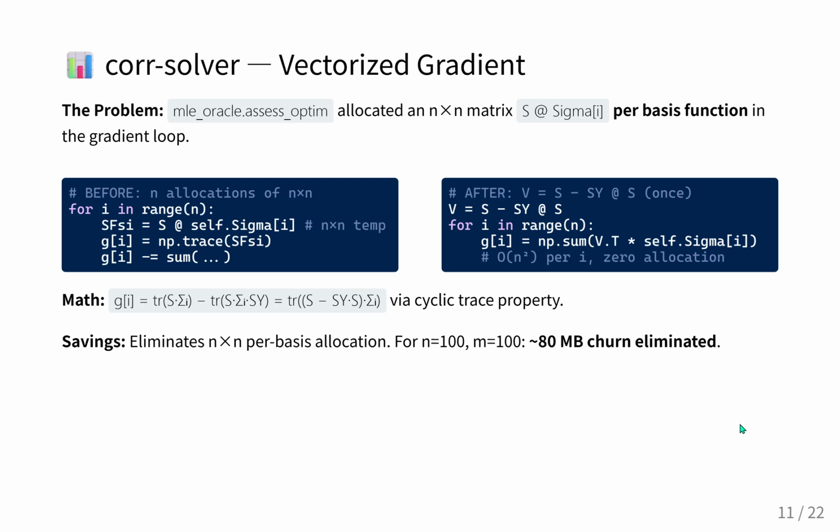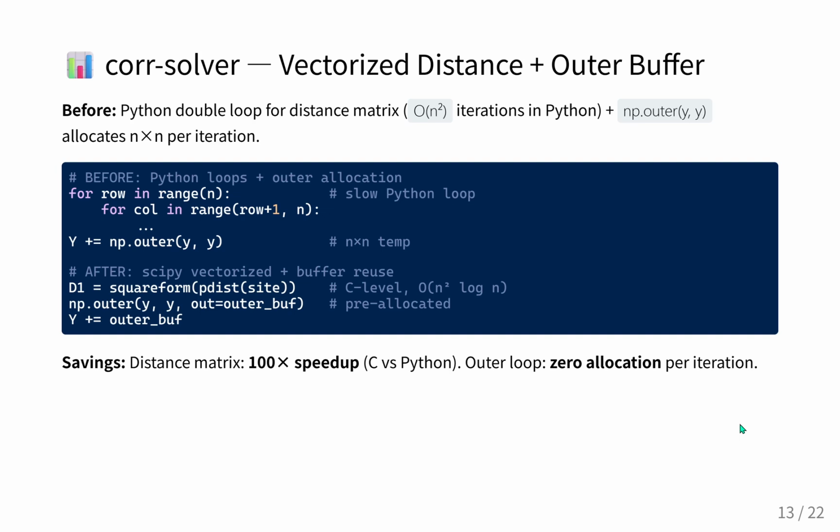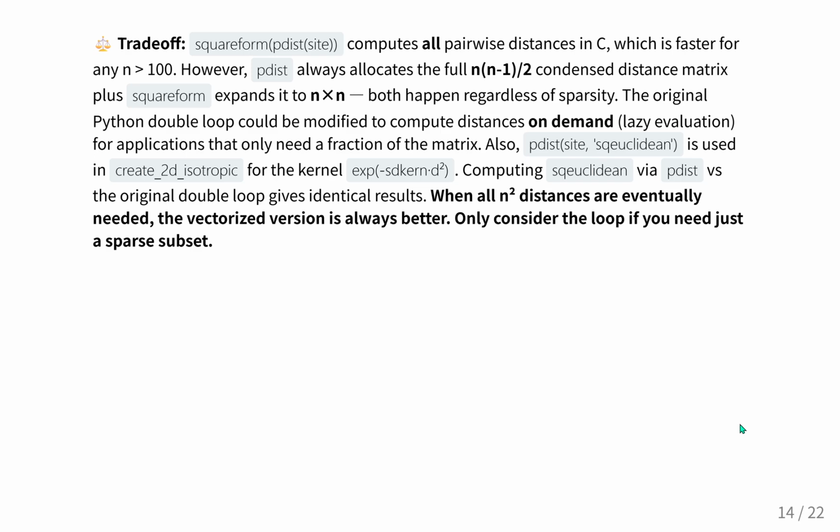But they fixed it with a math trick, the cyclic trace property. Right, where the trace of A times B times C equals the trace of B times C times A. So they just algebraically rearranged the multiplication order to skip making that massive intermediate matrix. And that saved a massive 80 megabytes of memory churn for n equals 100. From O(n cubed) down to O(n squared) space complexity. It's a huge win.